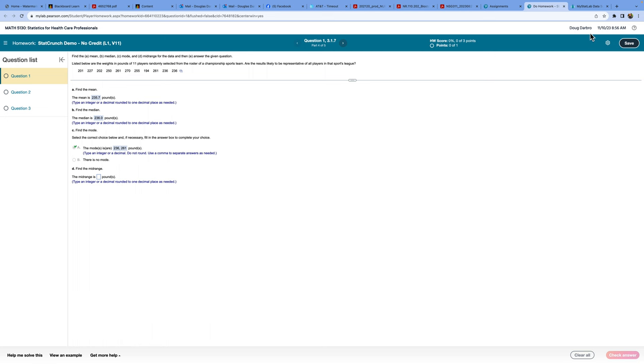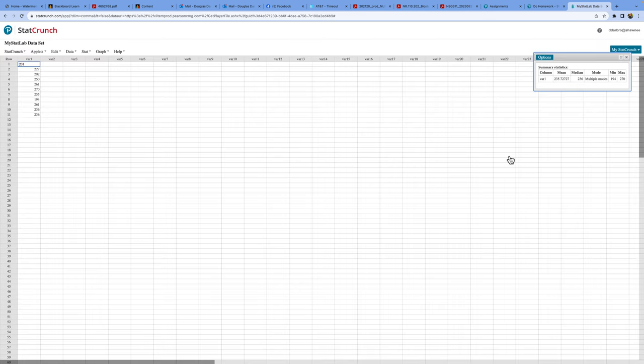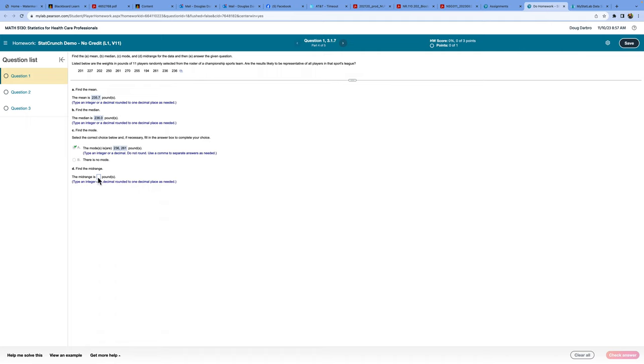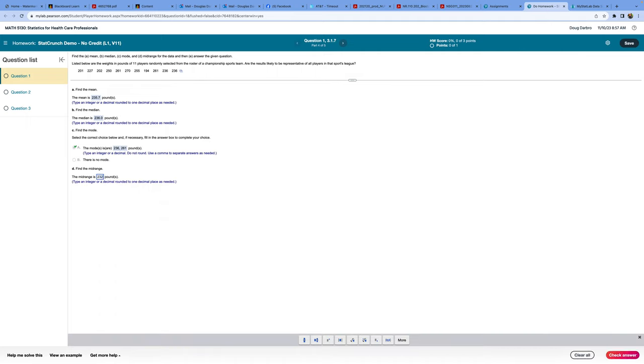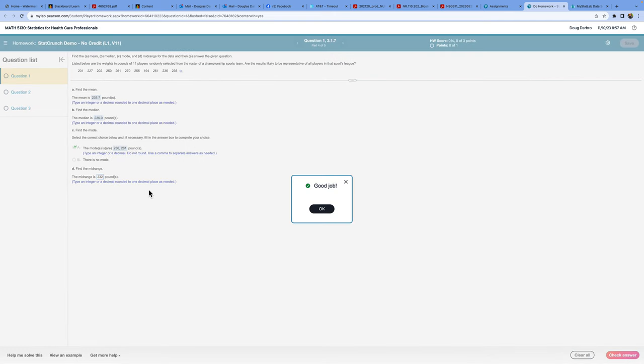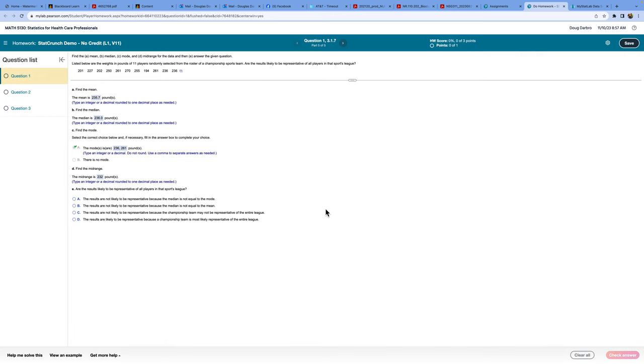In the mid-range, again, I have to take the high number plus the low number. So I'm just grabbing my calculator because I don't want to do that in my head. I could, but I don't want to. So if I add the two numbers together, I get 464. And then if I divide by 2, I get 232. Again, round to 1 decimal place. Let's just see what happens if I just put 232 in. All right, good. So it didn't require me to do 1 decimal place. I don't think that's going to happen every time.